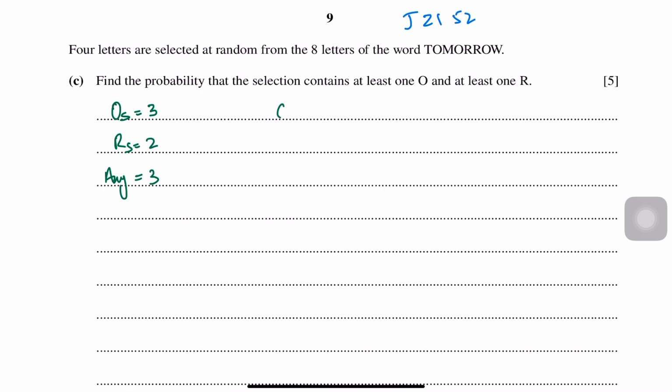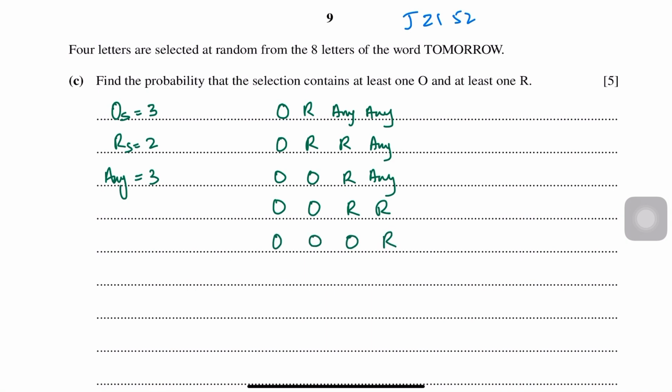what I mean is different cases, because it is 5 marks and there will be different cases. I can have 1 O, 1 R, and 2 others. I can have 1 O, 2 R's, and 1 other letter. I can also have 2 O's, 1 R, and any other letter. I can have 2 O's and 2 R's, and I can also have 3 O's and 1 R. These are the 5 cases that satisfy the above criteria.